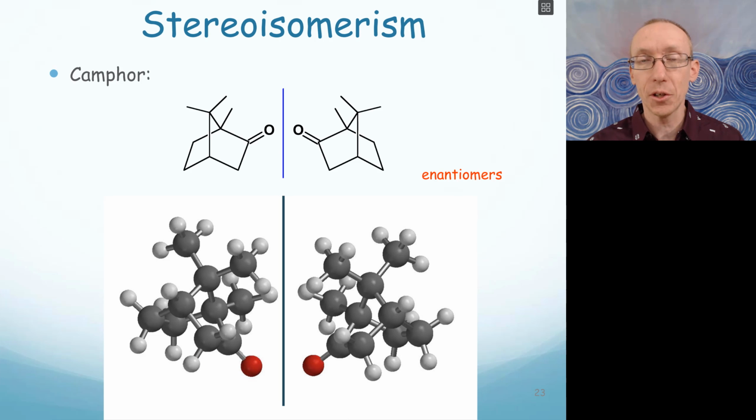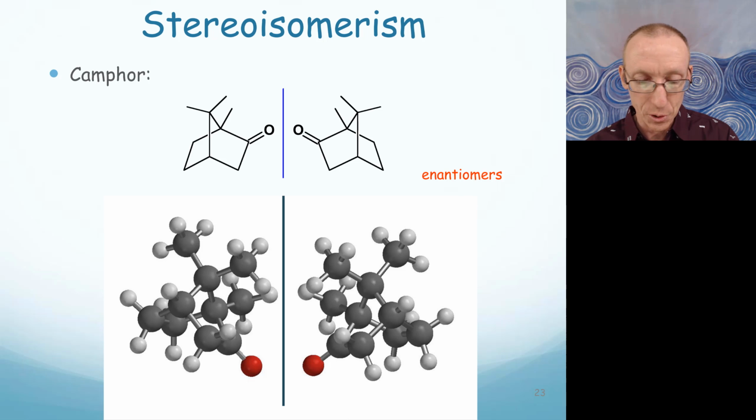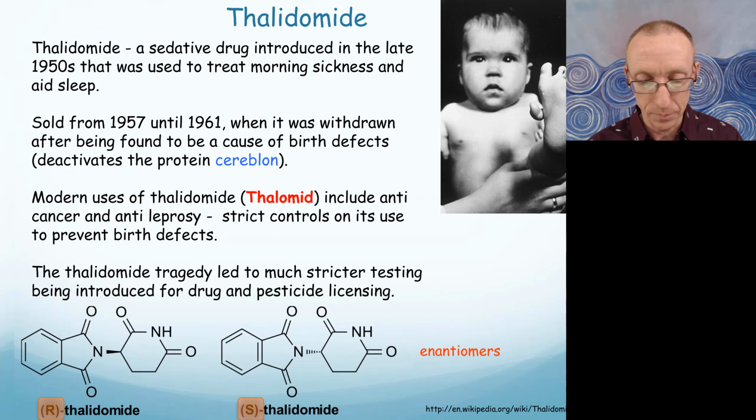Camphor is a molecule that is isolated from trees, and it comes in 2 different forms. The one on the left there and the one on the right are enantiomers of each other. So that's an example of a more complex molecule where we have 2 different mirror image forms that are not superimposable and therefore are enantiomers of each other.